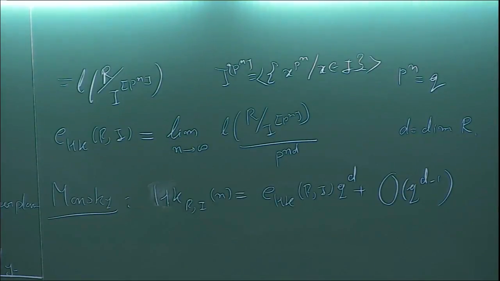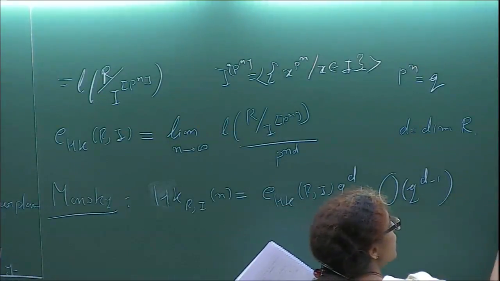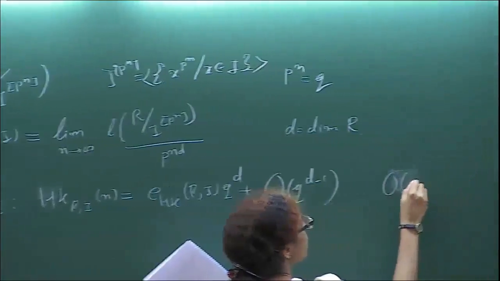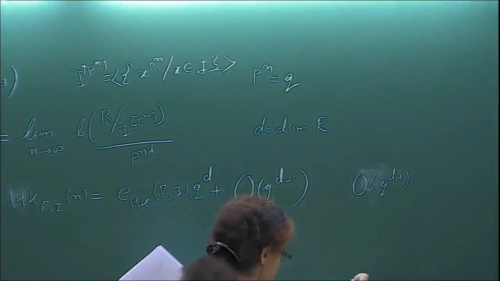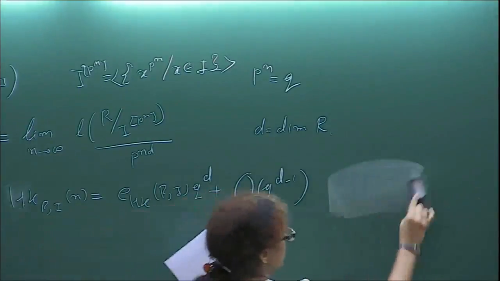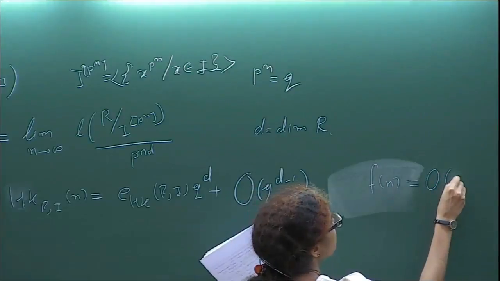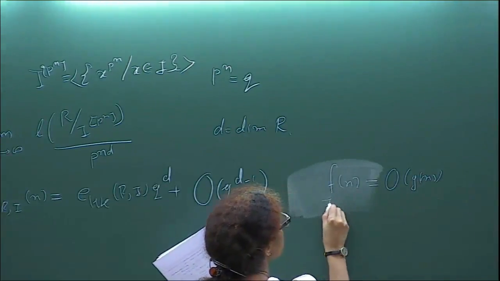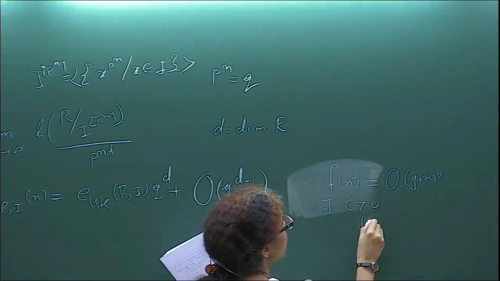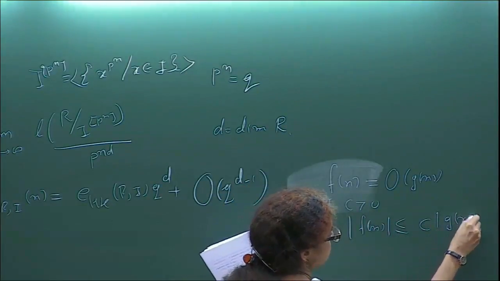That is actually not true. But the thing you can ensure is this. And what do you mean by O of q^(d-1)? So I mean, if I say f(n) is of order g(n), I mean there exists some positive constant c such that f(n) is less than or equal to c g(n).